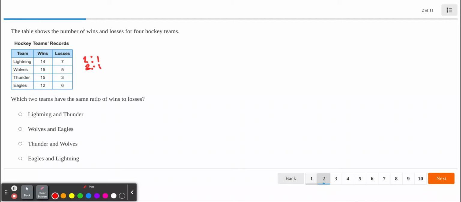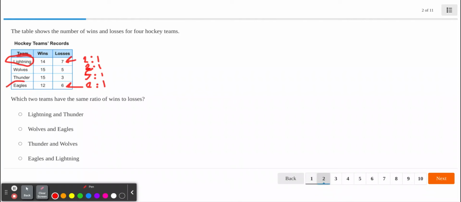So I have a 2 to 1 ratio. I have a 3 to 1 ratio. These are not the same, so I have to keep going. 15 and 3 is my next set of ratios. And this would not give me 3 to 1. I would divide these both by 3, so I would actually get a 5 to 1 ratio. So still I've got a 2 to 1, a 3 to 1, a 5 to 1, and then down here I've got the Eagles. And they have won 12 and lost 6. So if I divide 12 by 6, I actually get 2 to 1. And so as you can see here, here's a 2 to 1 ratio. And here is a 2 to 1 ratio.